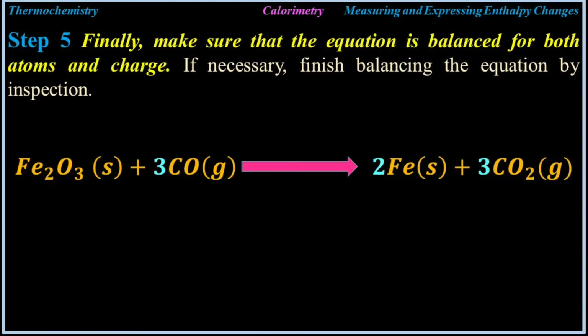Okay, so step 5, finally, make sure that the equation is balanced for both atoms and charge. If necessary, finish balancing the equation by inspection. All right, we've done that. So you get 1 mole of iron(III) oxide, 3 moles of carbon monoxide, 2 moles of iron, and 3 moles of carbon dioxide.